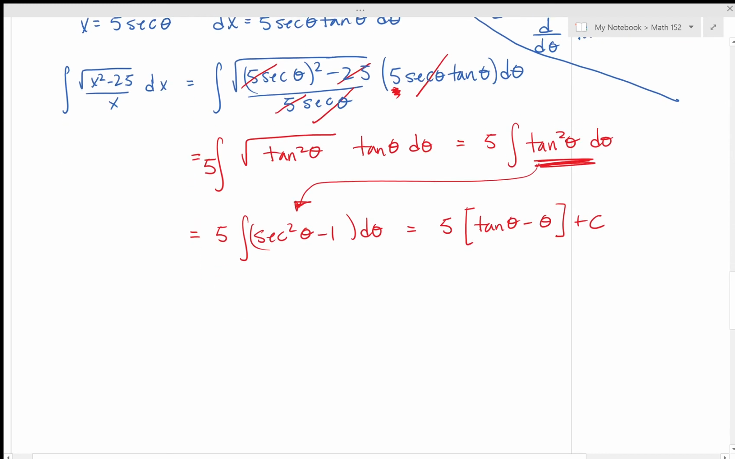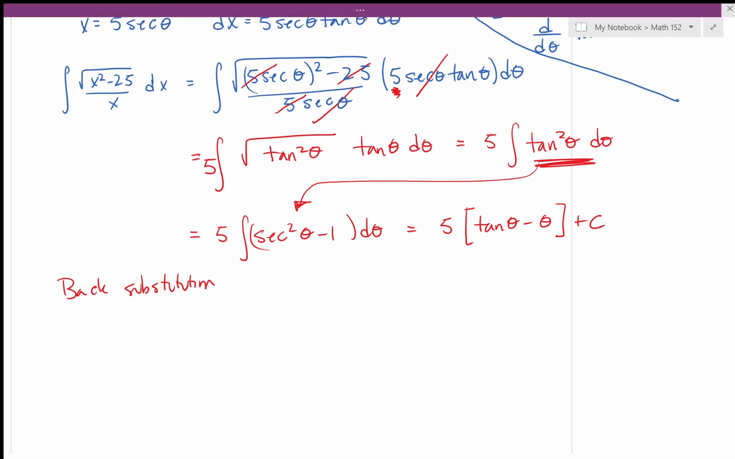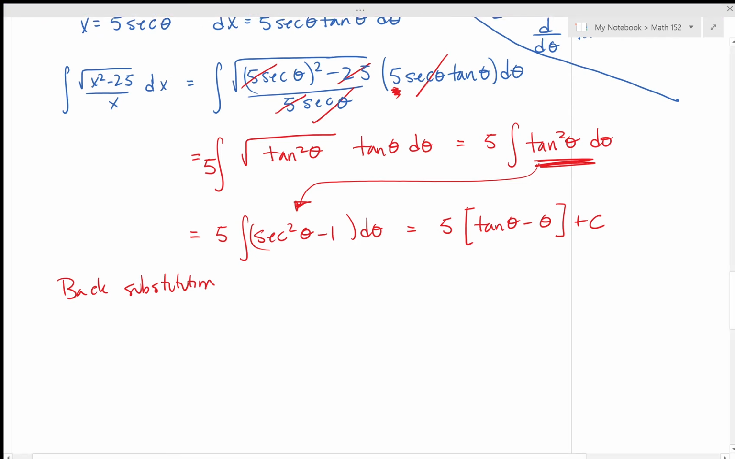Okay, now it's the back substitution. We need this in terms of x. So what do I have? Given the substitution that I used, I know that secant theta is x over 5. And I'm recalling then that secant theta is 1 over cos theta.